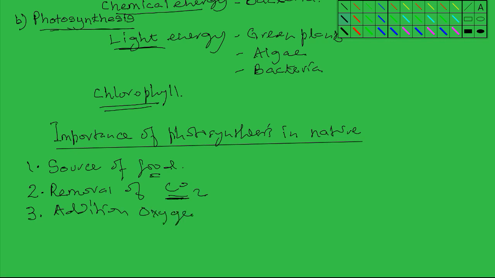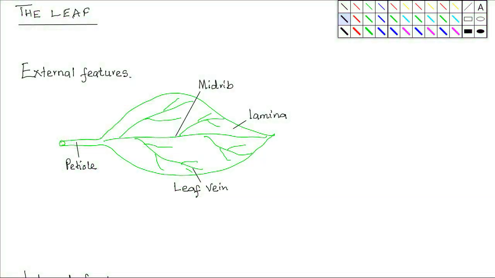We first start by looking at the external features. Now for our purpose, we look at a dicotyledonous leaf. But whatever features that are present and true for a dicotyledonous leaf are also present and true for a monocotyledonous leaf. Now if you look at the external features of a leaf, there are those characteristics that enhance the process of photosynthesis. The first one is the color. Most plants have green leaves.